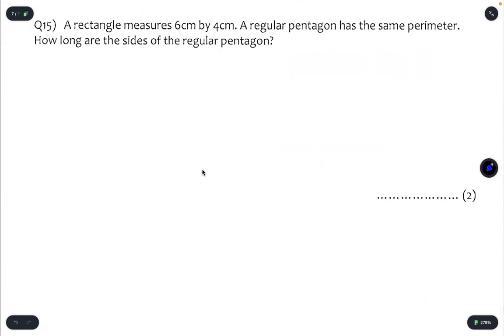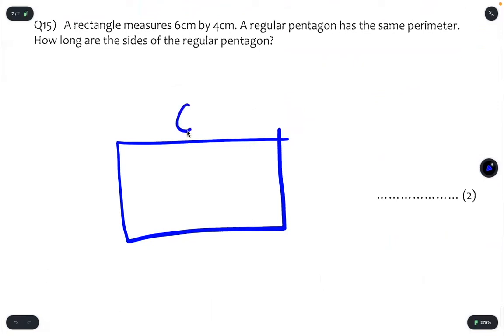Question 15, final question. A rectangle measures 6 centimeters by 4 centimeters. So I'm just going to sketch that here. This is 6 centimeters and this is 4 centimeters. A regular pentagon has the same perimeter. How long are the sides of the regular pentagon?